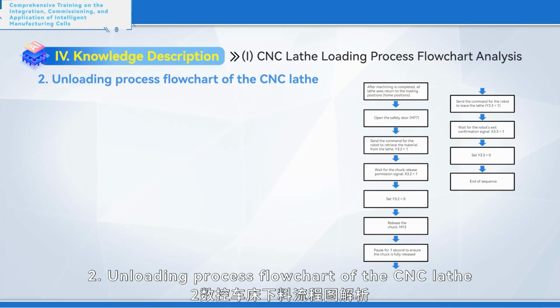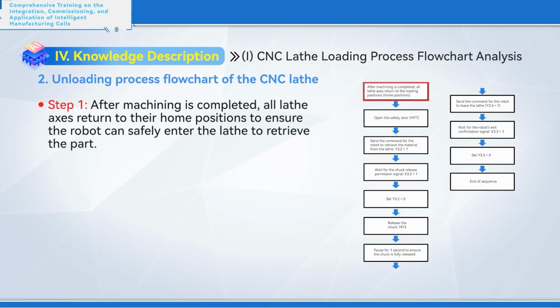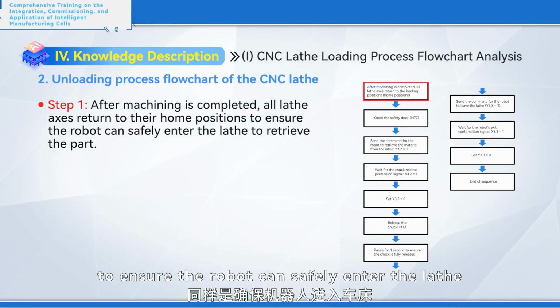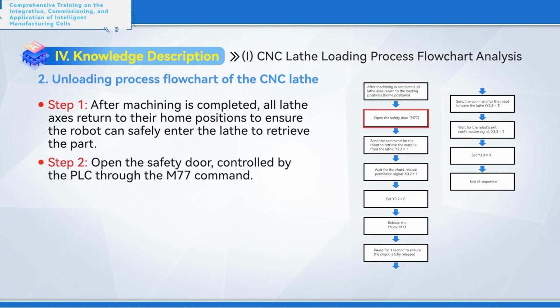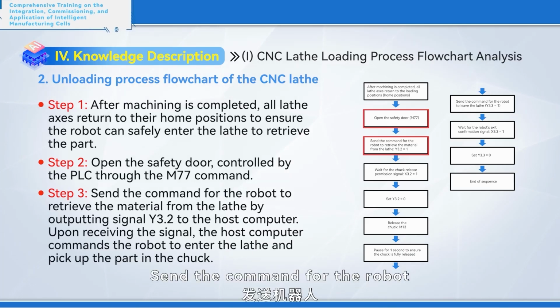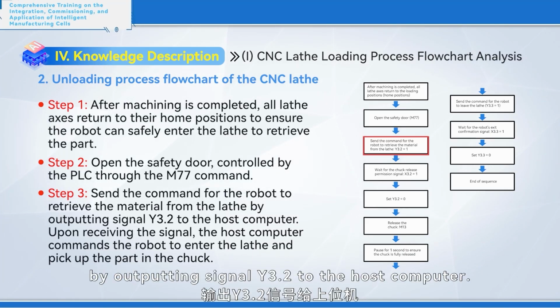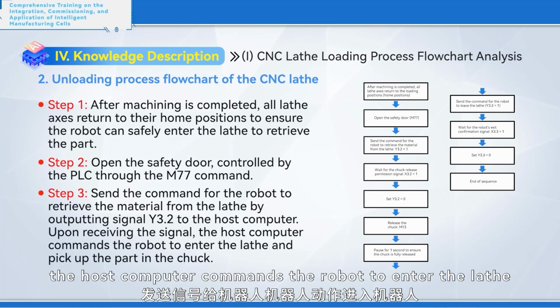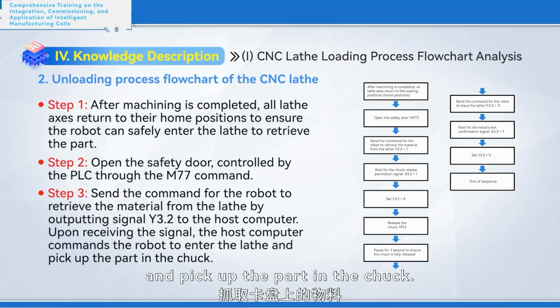2. Unloading process flowchart of the CNC lathe. As shown in the flowchart, Step 1. After machining is completed, all lathe axes return to their home positions to ensure the robot can safely enter the lathe to retrieve the part. Step 2. Open the safety door, controlled by the PLC through the M77 command. Step 3. Send the command for the robot to retrieve the material from the lathe by outputting signal Y3.2 to the host computer. Upon receiving the signal, the host computer commands the robot to enter the lathe and pick up the part in the chuck.